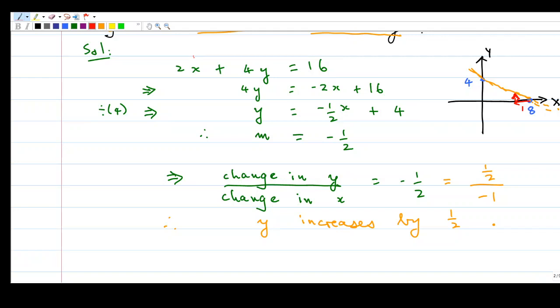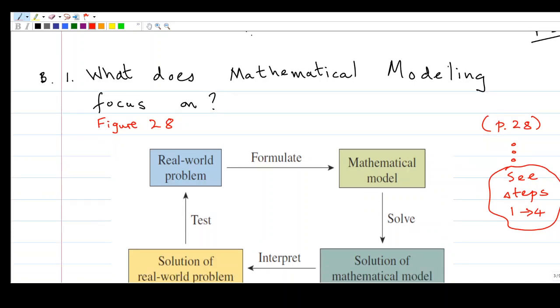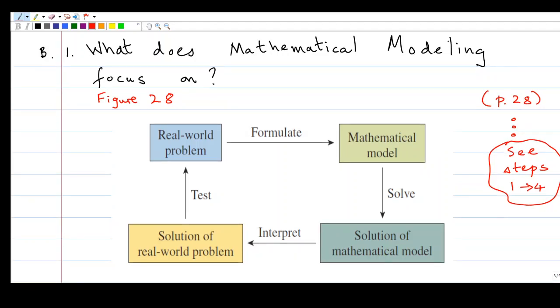We now move on to the next page, page 3, B1. What does mathematical modeling focus on? Now you'll find this on page 28 of the text, prescribed text. It's figure 28, right? You must see the steps 1 to 4.